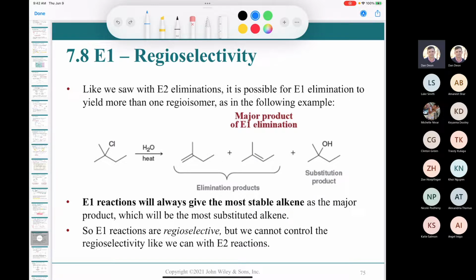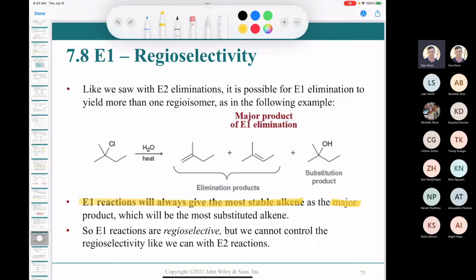So if you're doing an E1 reaction, it's pretty quick. The rule is this: it's always going to give the most stable alkene as the major one. Okay, so that's the rule. Don't worry about anything else. There's no exceptions for us. The most stable alkene, so this one here, which would be the Zaitsev product, is always going to be our major product. And so the E1 reaction is regioselective. We're always going to get the Zaitsev as the major.